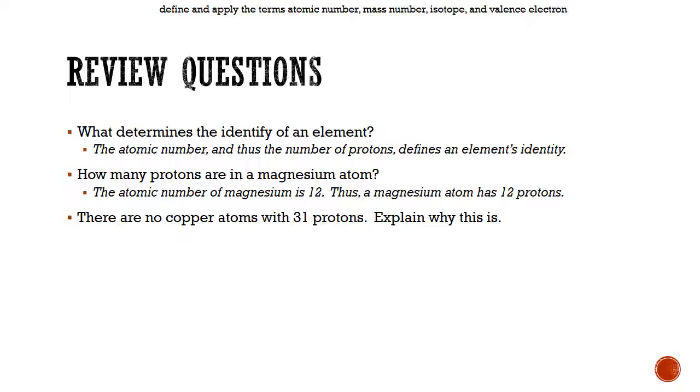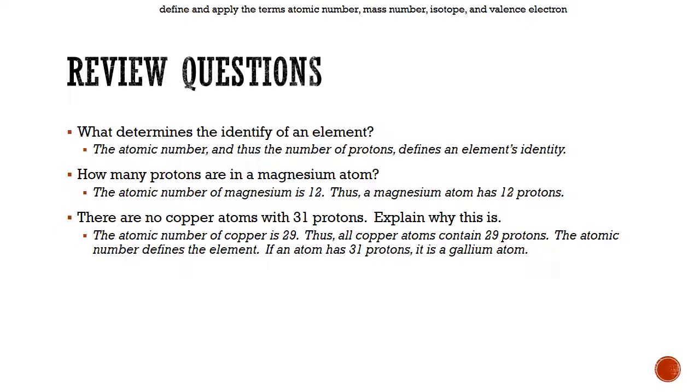Explain why this is. Well, if you look at your periodic table, you'll see that the atomic number of copper is 29. Thus, all copper atoms contain 29 protons. The atomic number defines what the element is. If an atom has 31 protons, it would be a gallium atom because the atomic number of gallium is 31.